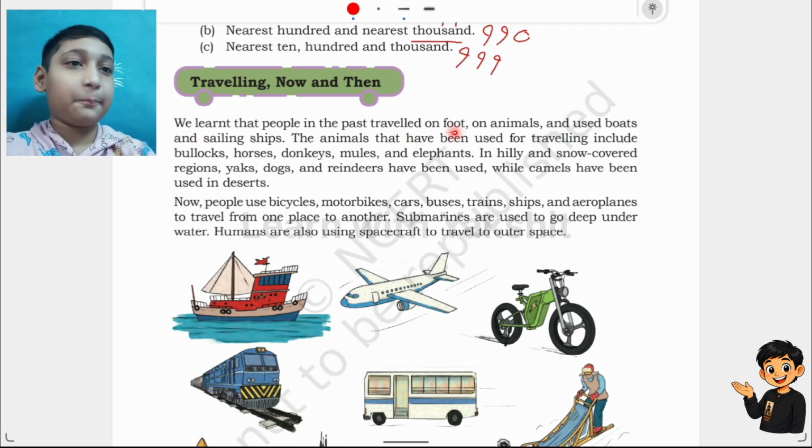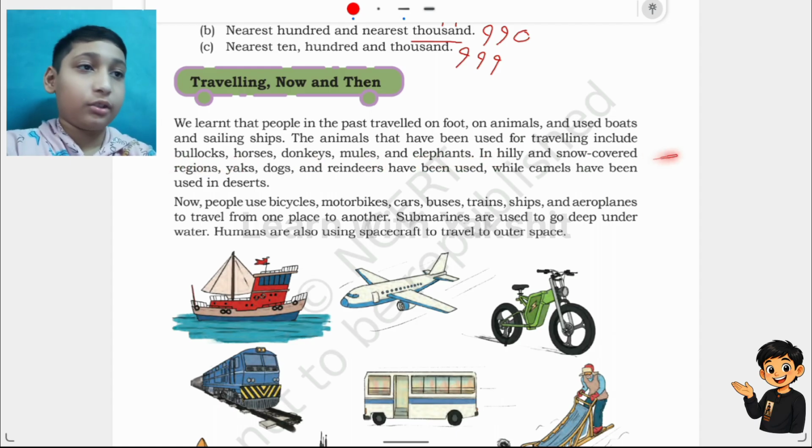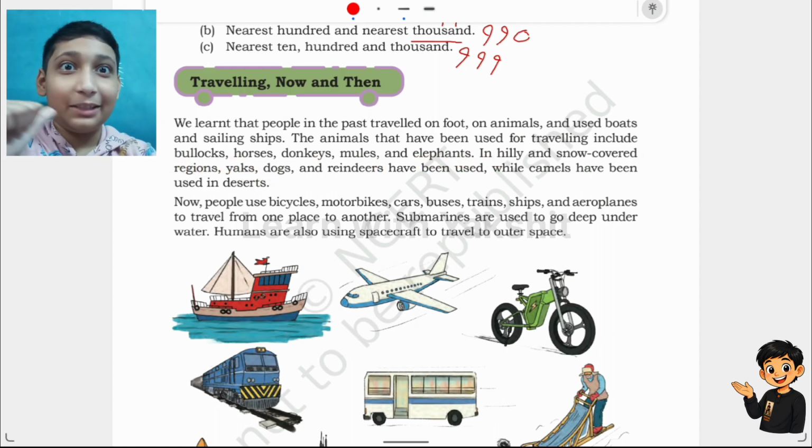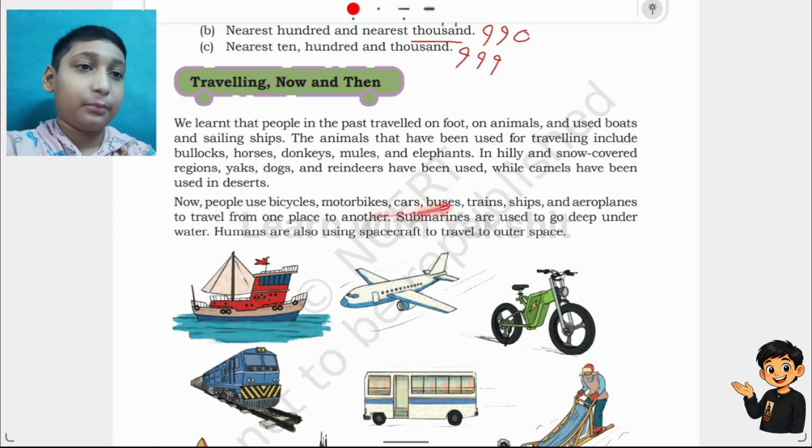We have learned that people in the past used animals, boats and sailing ships. The animals that have been used for traveling include bullocks, horses, donkeys, mules, and elephants. In the hilly and snow-covered regions, yaks, dogs and reindeers have been used, while camels have been used in deserts. Now people use bicycles, motorcycles, cars, buses, planes, and jets to travel from one place to another. Submarines are used to go deep into the water. Humans are also using spacecraft to travel in outer space.